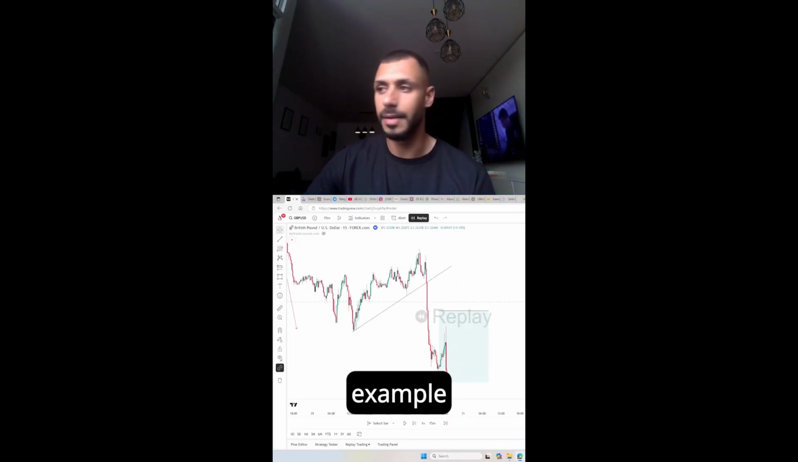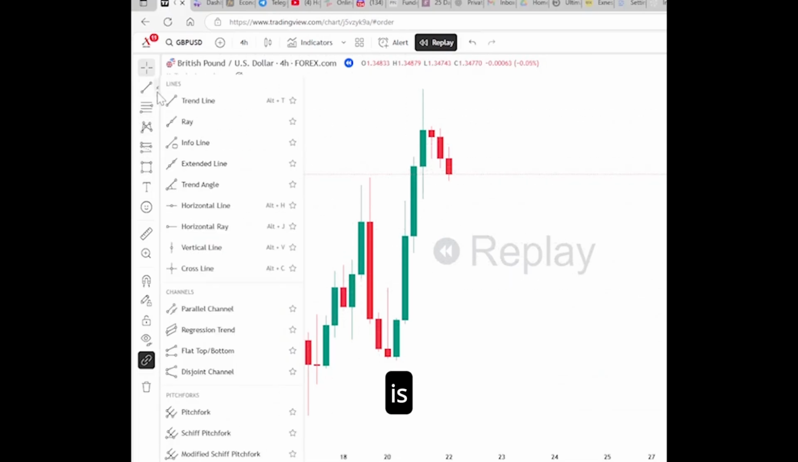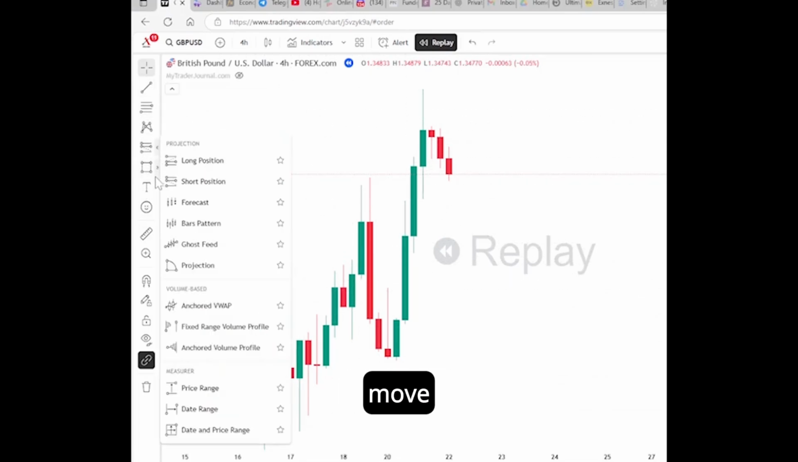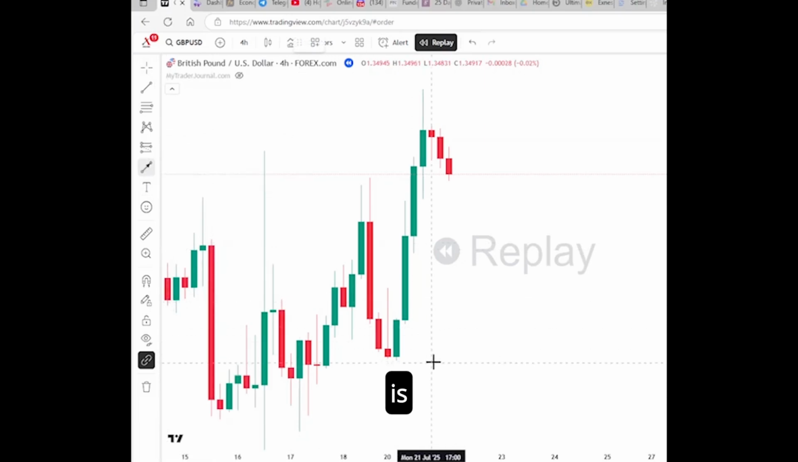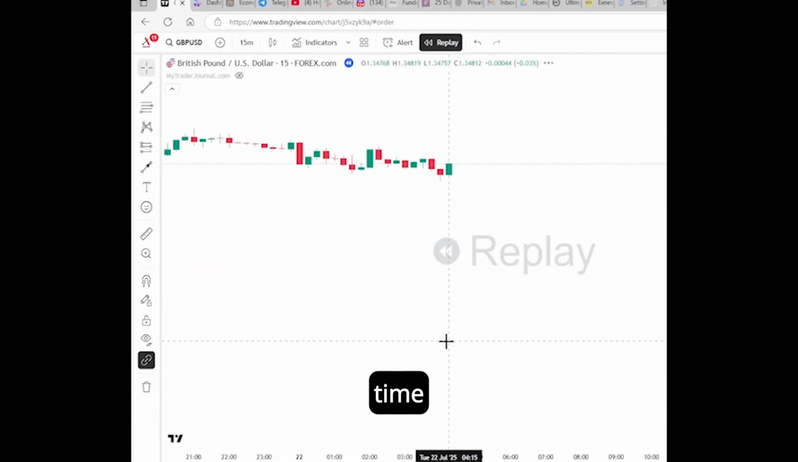Now let's take another example. Now in the next example, you can clearly see that GBP USD is currently making an impulsive move to the upside. And this is really impulsive. Why? Because you can clearly see that this is a 4-hour time frame. Next step, as usual, is we go down to the 15-minute time frame.